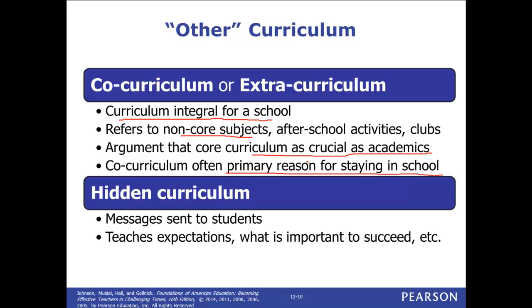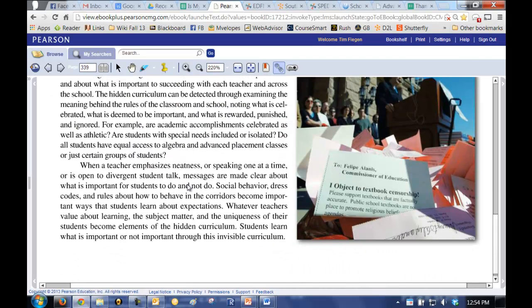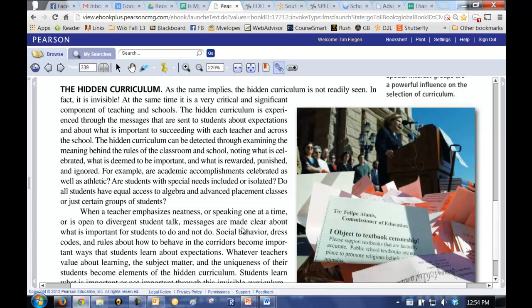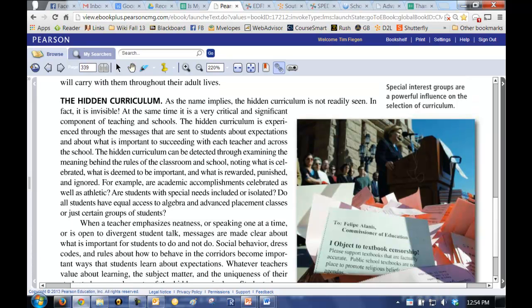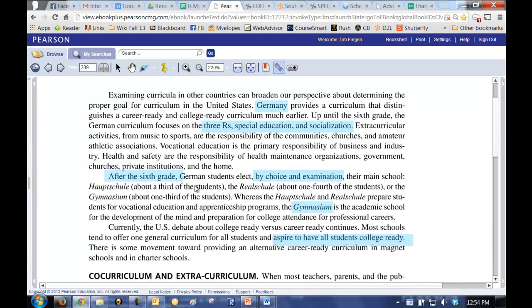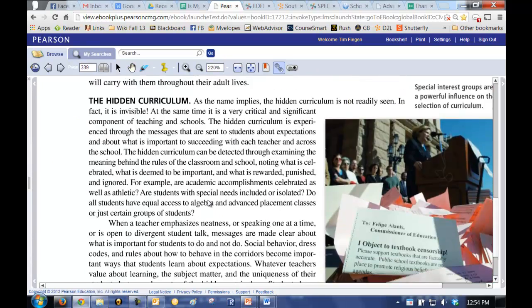So these hidden curriculums, message sent to students, teachers' expectations, what's important to succeed. And I want you to look through here. There's different things in here about it, like what does neatness mean, speaking one at a time, how do you behave, what do we do, how do we punish kids. Those are all considered part of what we call the hidden curriculum. And so I want you to develop this more. What is the hidden curriculum? Let me just see if I can pick out a couple other things.